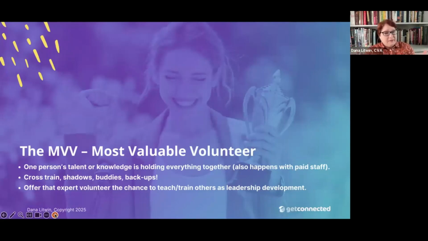And this can happen with staff as well. We're talking about volunteers today, but be careful of that person who's the MVV or the MVP, and that they're not the one Jenga piece where it's all just in their brain. Nobody else knows how this works. Nobody else has the passwords or whatever. Nobody else knows the craft of what they're doing specifically, and make sure that that knowledge is shared.